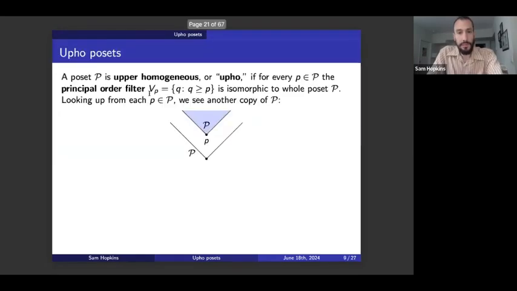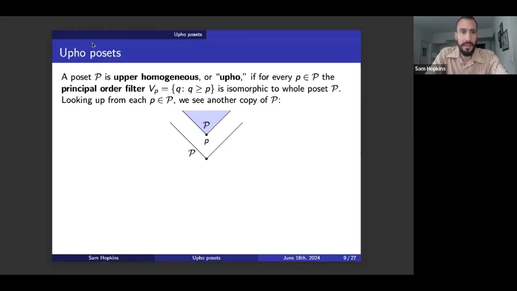Upho-ness. We say that an infinite poset P is upper homogeneous, or Upho, if for every element p in our poset, the principal order filter generated by that element p, which just means everything above that element, is isomorphic to the original poset. In other words, when we look up from each element, we see another copy of what we saw before. And I really should have put this on the slide.